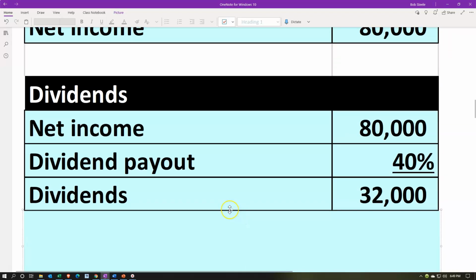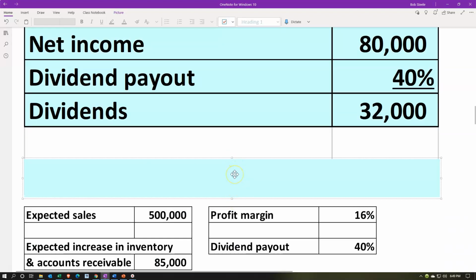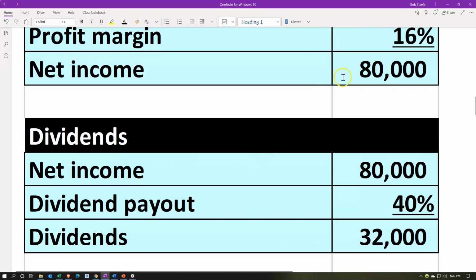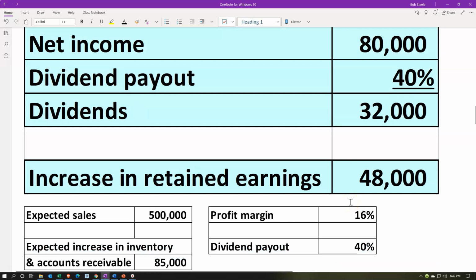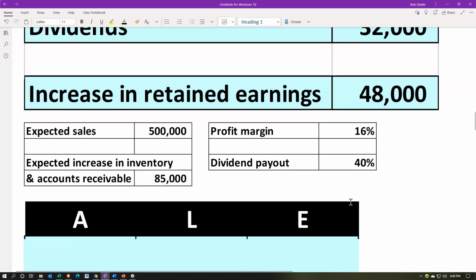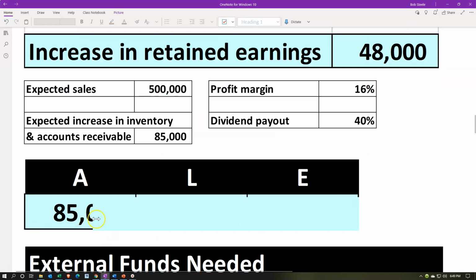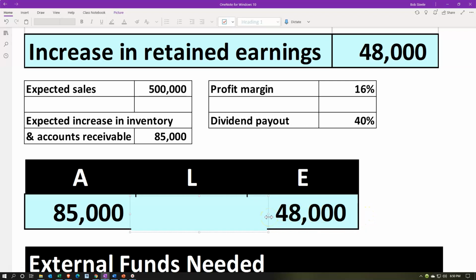32,000 of the dividends will be paid out to the shareholders. Therefore, we have the increase of the 80,000 minus the 32,000, net income minus dividends, giving us a net increase of the 48,000. So if we think about it, the assets are going to go up by the 85,000, and the equity is going to take care of the 48,000 of that in order to finance that increase in the assets. The rest will then need to be financed with liabilities, right?